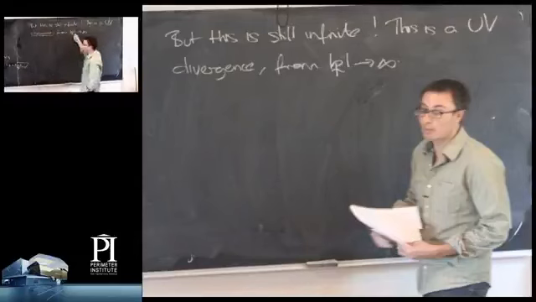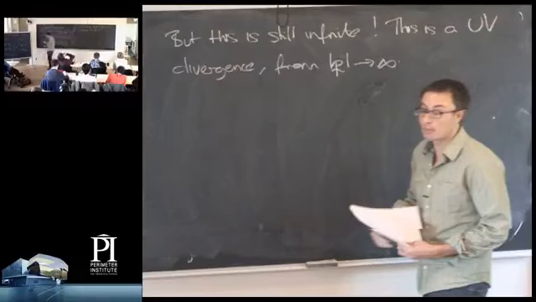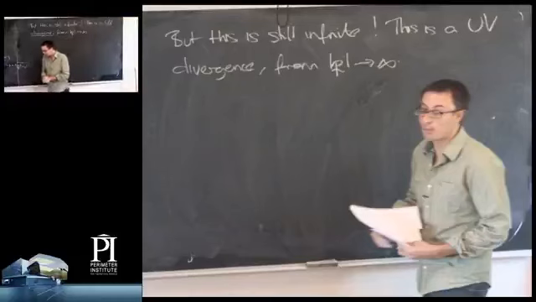So divergences in quantum field theory that come from very large momenta, or very small fluctuations of the field, fluctuations on small distance scales, these are called ultraviolet divergences. Okay, so where's this guy coming from? Well, again, it's sort of our fault. We put it in.